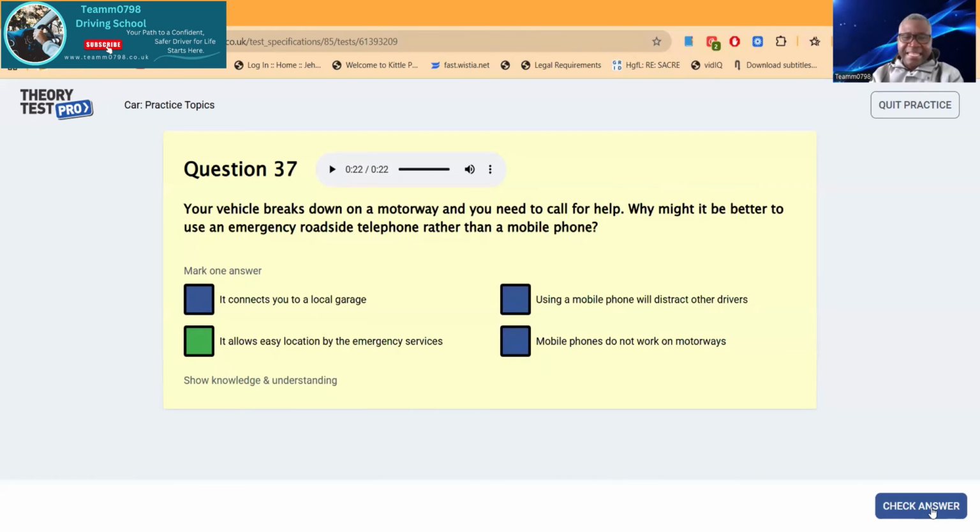It allows an easy location for the emergency services. They know exactly where you are when you use them. And using your mobile phone, that is when it becomes a problem. But you can avoid that problem by looking at the marker post on the floor there, and then you can use them. But the correct answer is the one we've selected. Okay.